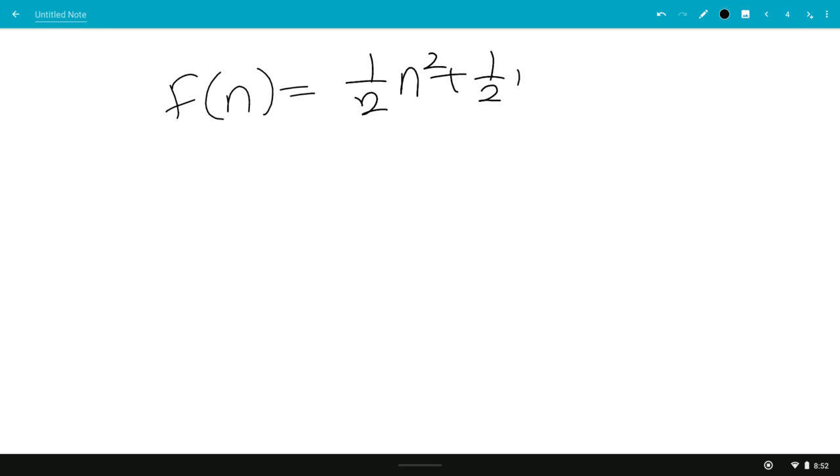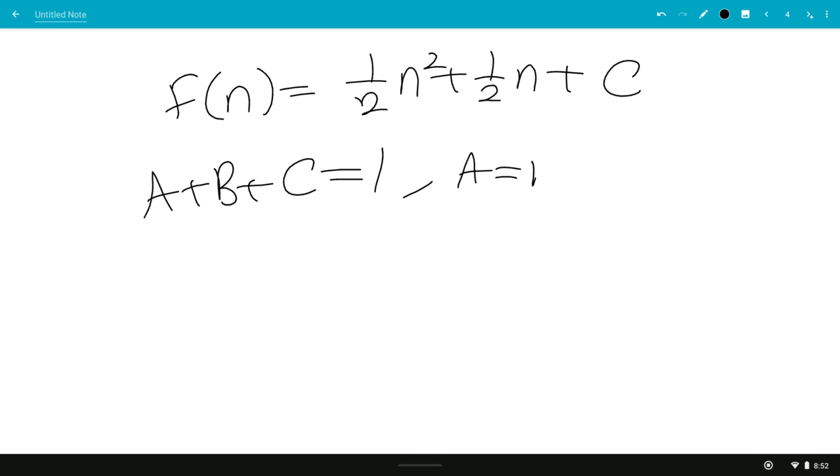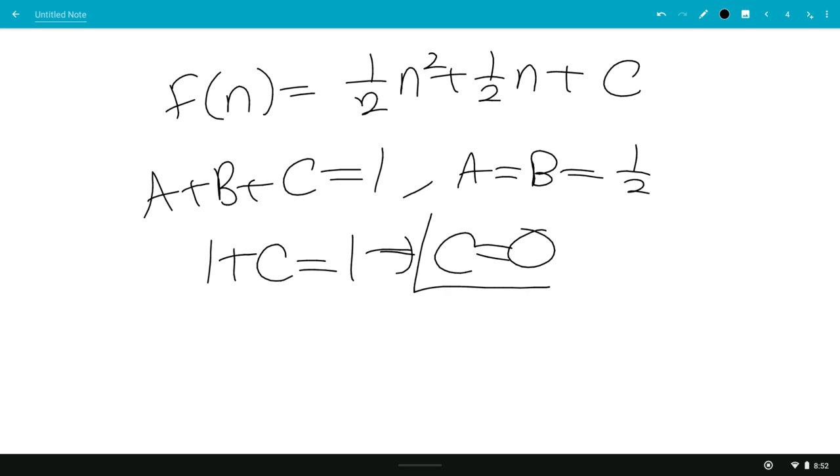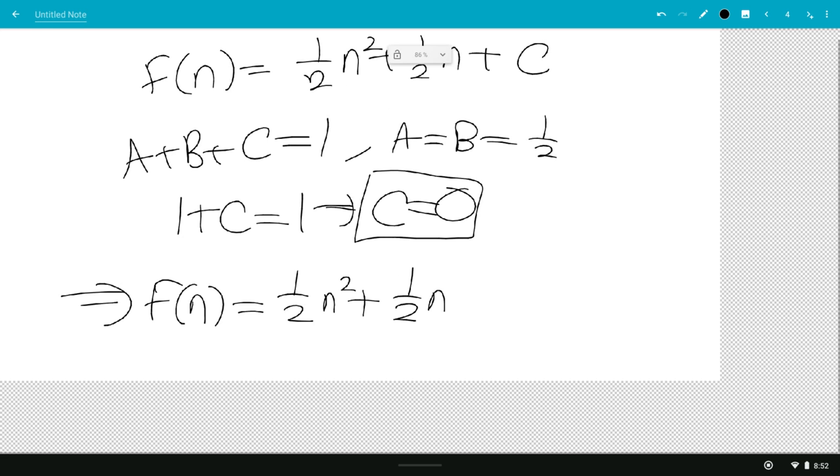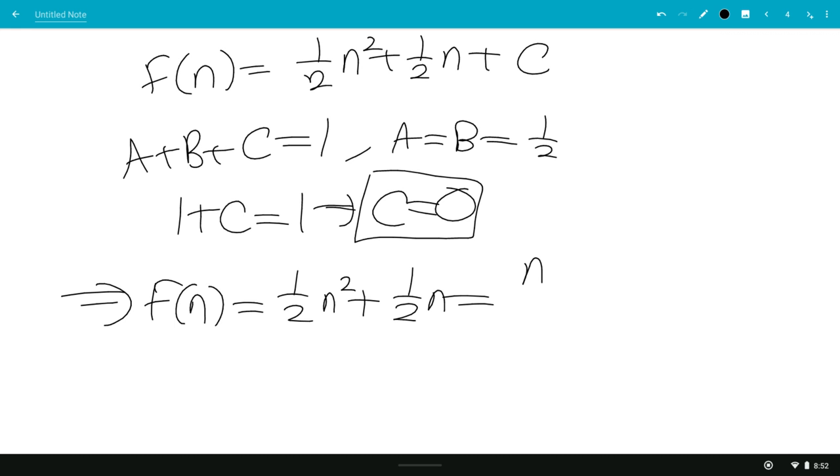So now we know that f of n equals 1/2 n squared plus 1/2 n plus c. And we also know that a plus b plus c equals 1, and a equals b equals 1/2. So a plus b will equal 1, plus c equal 1. It's pretty obvious that c is 0. So finally, f of n is 1/2 n squared plus 1/2 n. You can factor out n over 2, and you're left with n plus 1. And so you get this as your final answer.